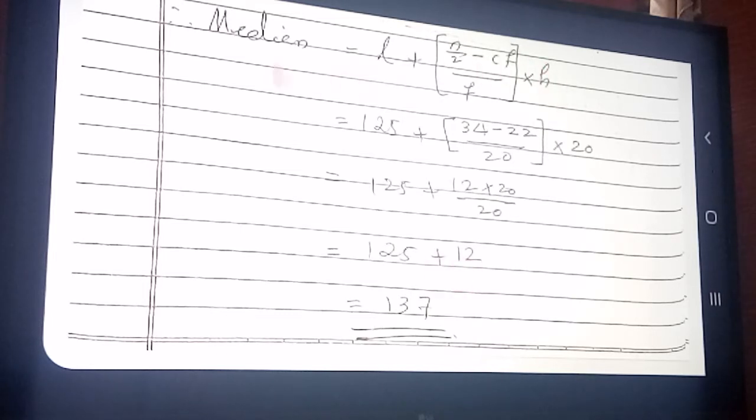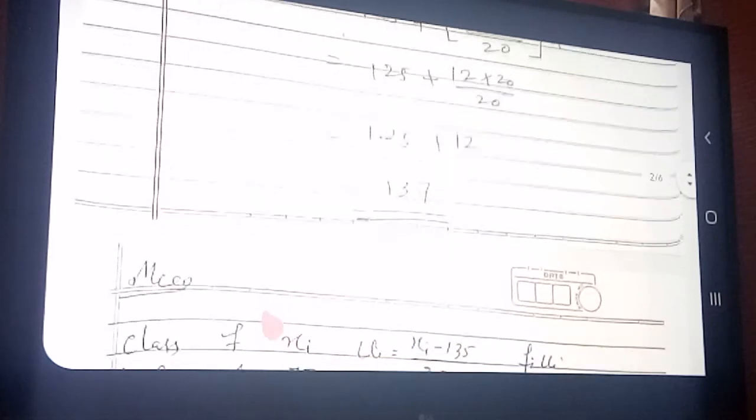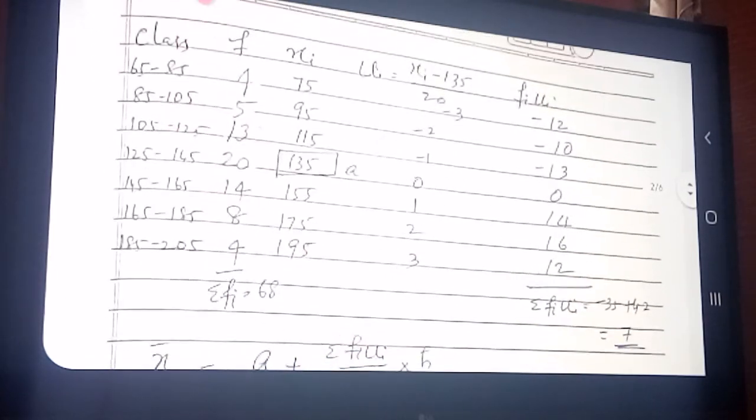In your question, you read the question, you want to find out mean, median and mode, all the three measures of central tendency. So first we found out median, and now we will find out mean and mode also. Okay, go to the next page. Now we are going to find out the mean.